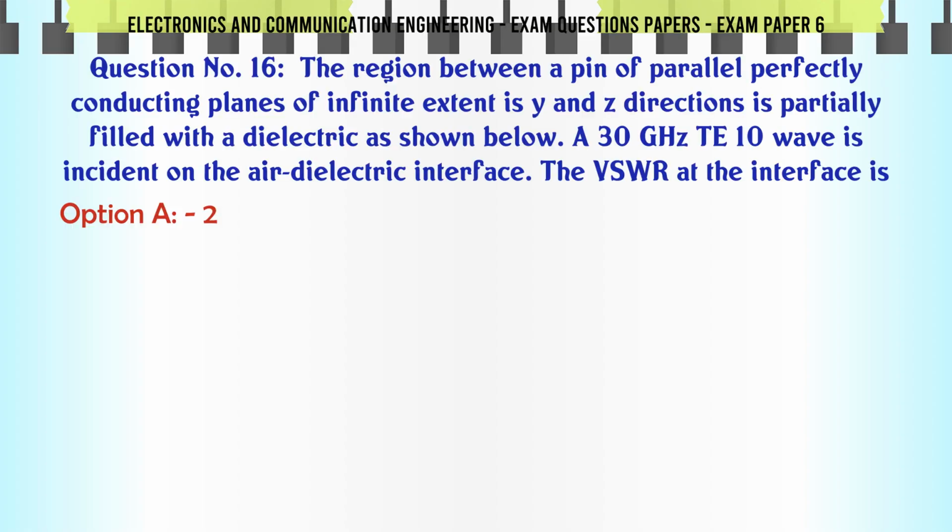The region between a pair of parallel perfectly conducting planes of infinite extent in Y and Z directions is partially filled with a dielectric as shown below. A 30 GHz TE10 wave is incident on the air-dielectric interface. The VSWR at the interface is: A. 2. B. 2. C. 0. D. 1. The correct answer is 2.